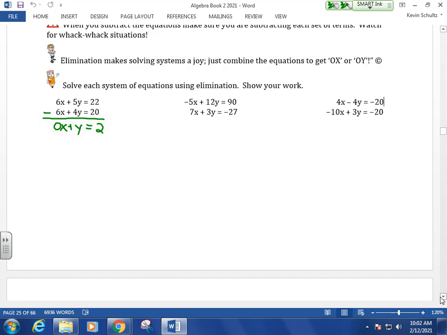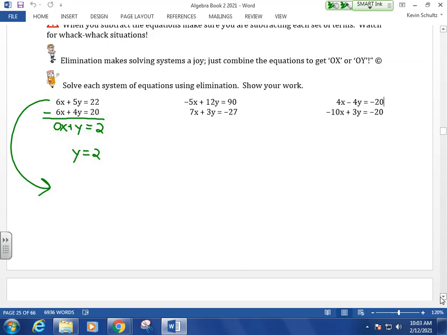I probably didn't need to leave you this much space to work on this first one. Because once we get that 0x, we can take that out of there, and our equation is simply y equals 2. How do we get x? William? Does it matter which equation we plug it into? No. We'll go with the top one just because.